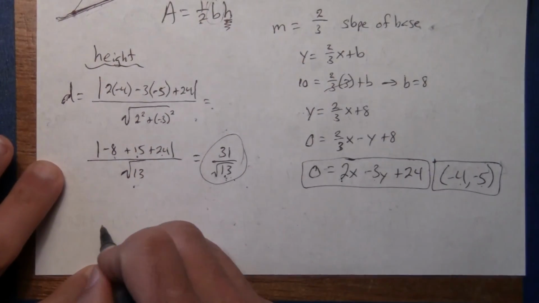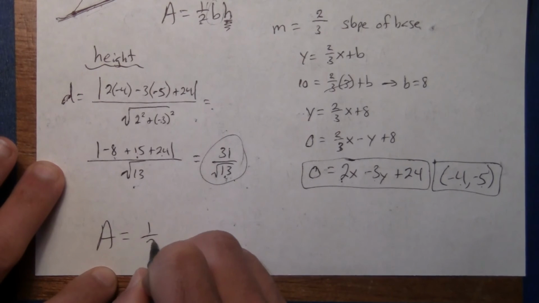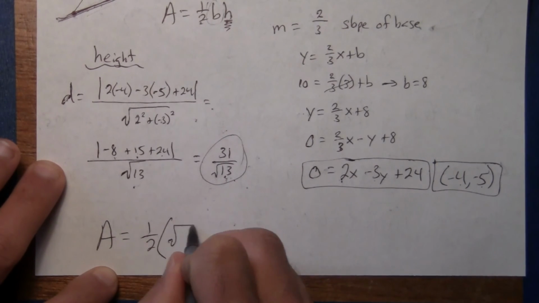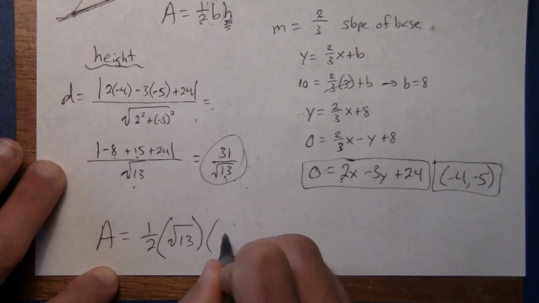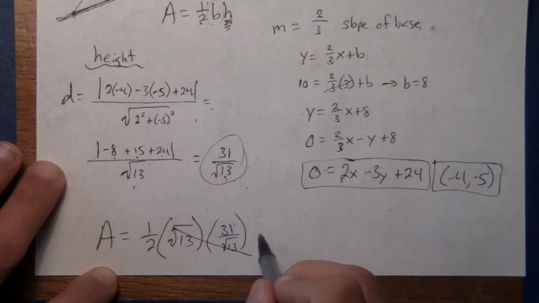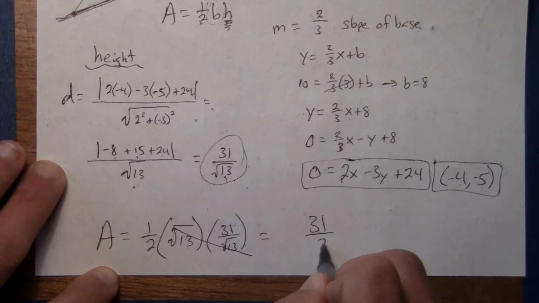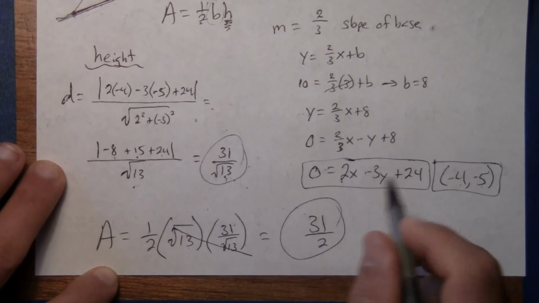Alright, so using my area equation now, its area is equal to 1/2 times the base, which was the square root of 13, times the height, which was 31 square roots of 13. Of course, the radicals are going to cancel, and I end up with 31 over 2 units squared, whatever the units are.